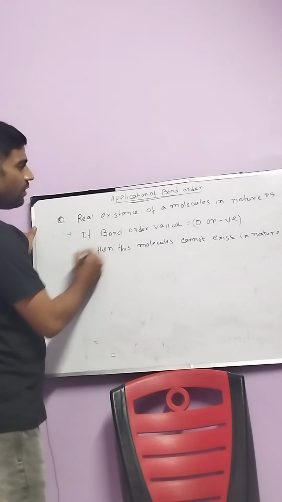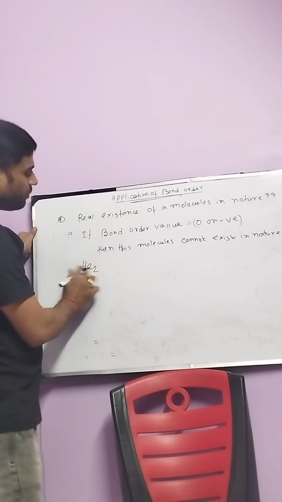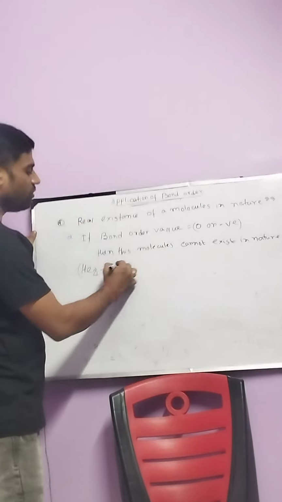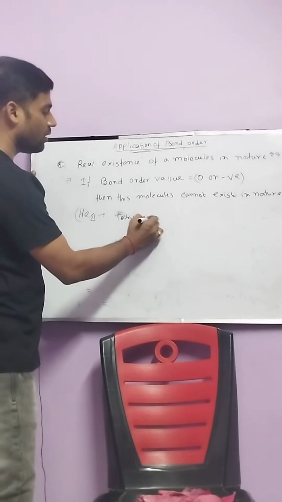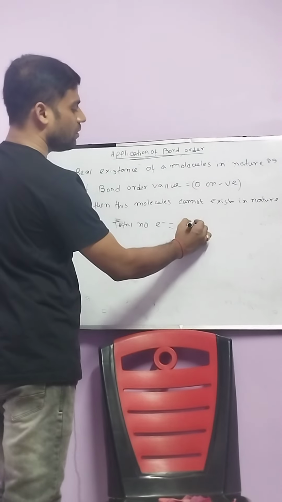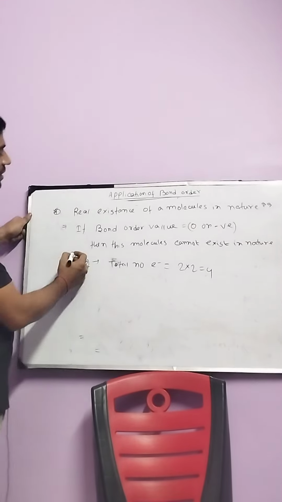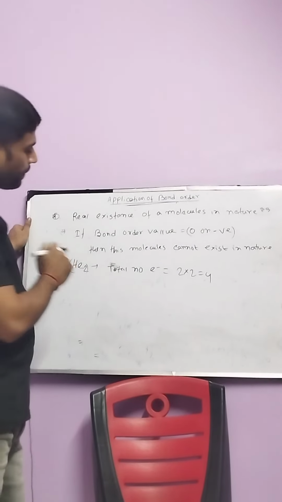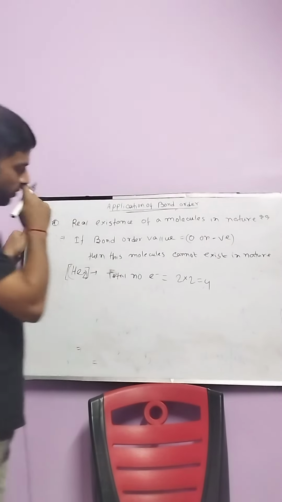As an example, He2, helium 2. Does this molecule have real existence in nature? Find the bond order: first find the total number of electrons. He2 has 4 electrons. Please remember this. All the notes, please print and keep in your book. And this is the last procedure for the application of bond order.